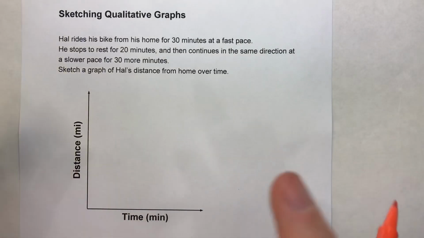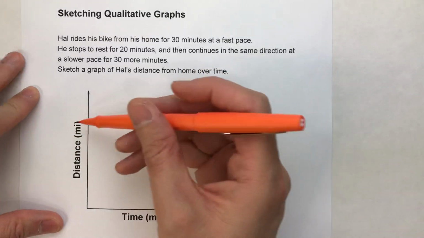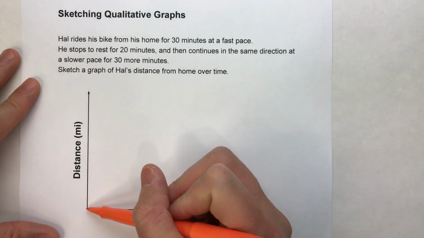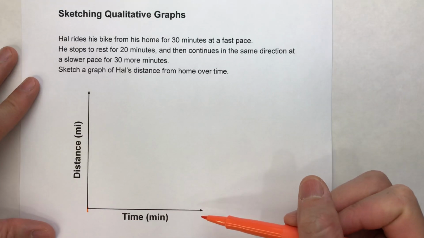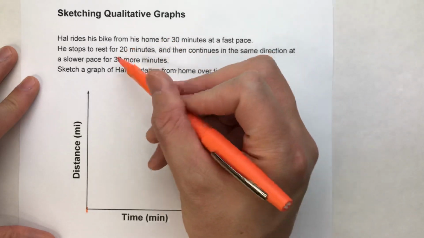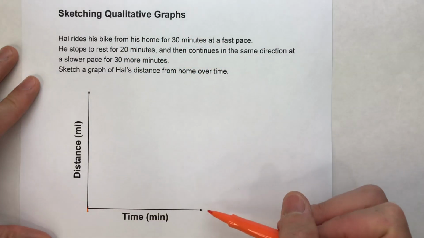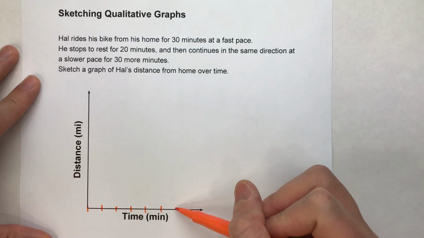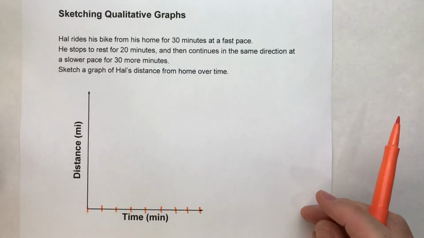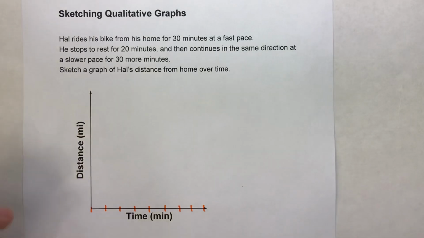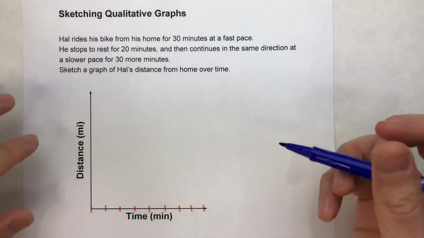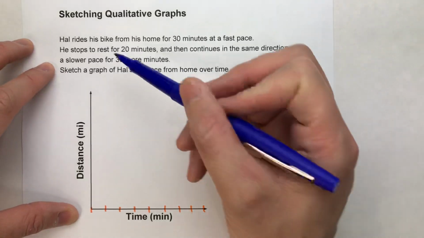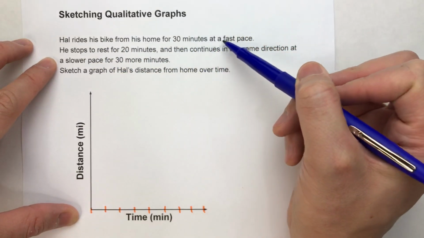Okay, so we're going to sketch a graph of this, and notice we're not going to put any numbers on here, but just to help me out in terms of sketching this out, I'm going to mark some intervals down at the bottom for the time, because it looks like this is going to happen over 80 minutes, so I'm just going to sketch out 8 sections. 10, 20, 30, 40, 50, 60, 70, 80. Just so I can base my sketch off of something. And again, because it's a sketch, this doesn't have to be exact because we're focusing more on the shape.